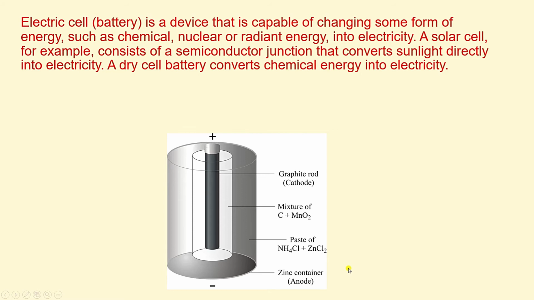Before discussing the difference between the EMF of the battery and the potential difference of the battery, we must know about the electric cell. An electric cell or battery is a device that is capable of changing some form of energy, such as chemical energy, nuclear energy, or radiant energy, into electricity. A solar cell is an example that consists of a semiconductor junction that converts sunlight directly into electricity. And here is a dry cell. A dry cell battery converts chemical energy into electricity.